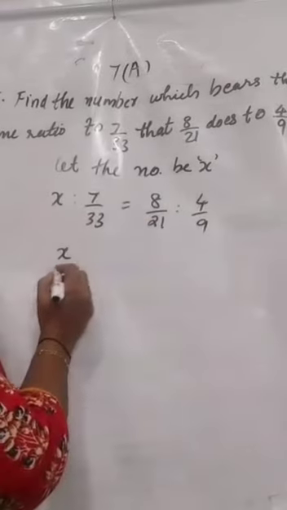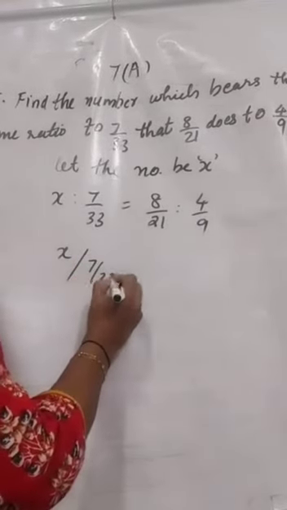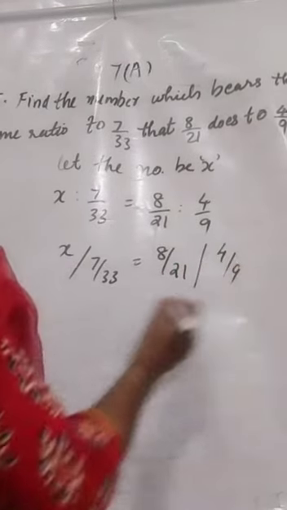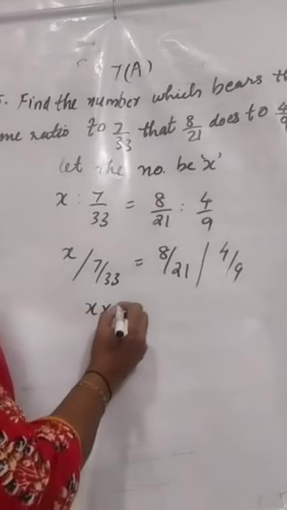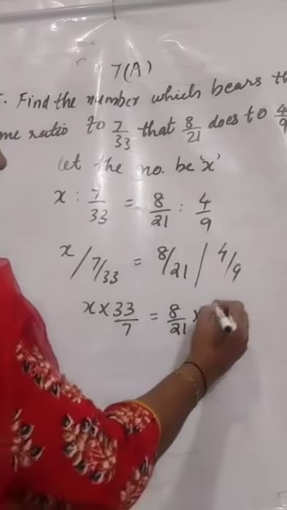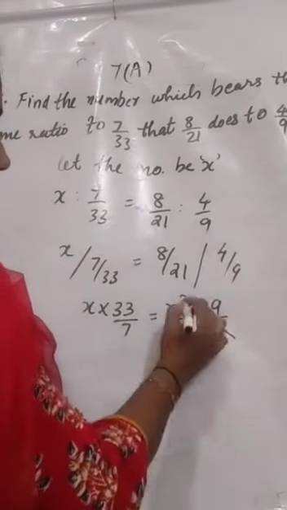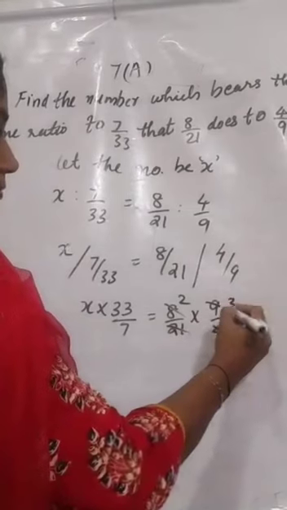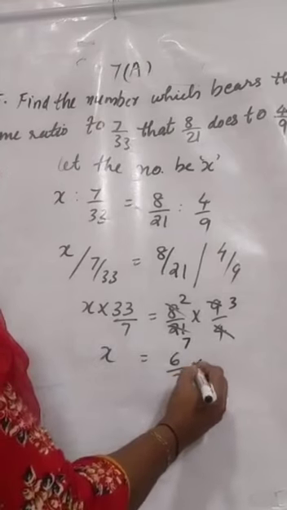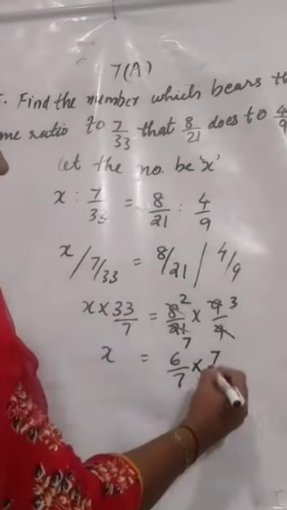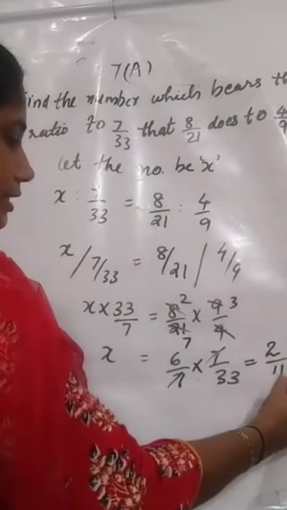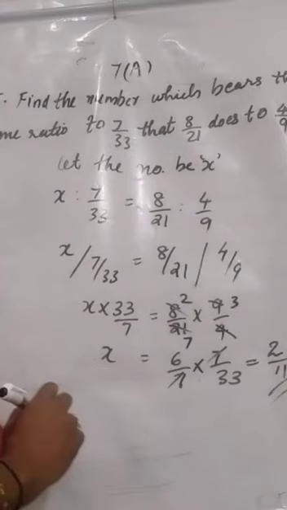x is to 7/33 can be written as x divided by 7/33 is equal to 8/21 divided by 4/9. So this can be written as x into 33/7 equals 8/21 into 9/4. Cancel out this. And x equals 2 into 3, 6/7 into this 33/7, which can be written as 7/33 here. Cancel out this. 2 3s are 6, 11 3s are 33. So the required number is 2/11.